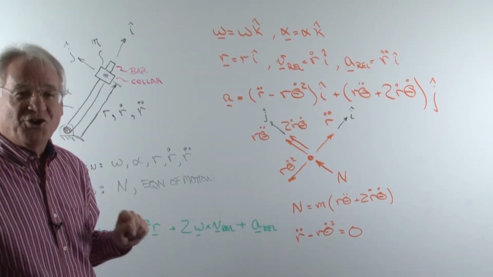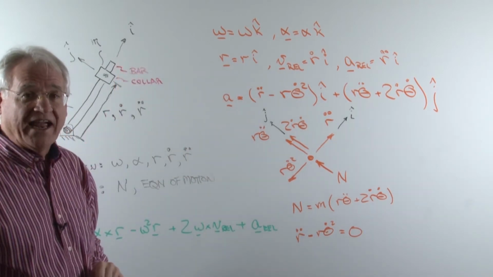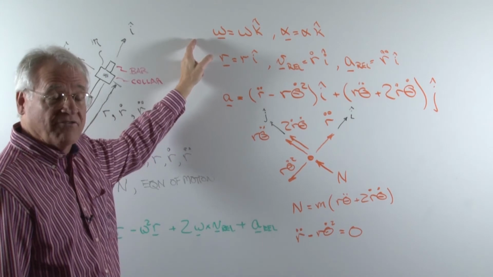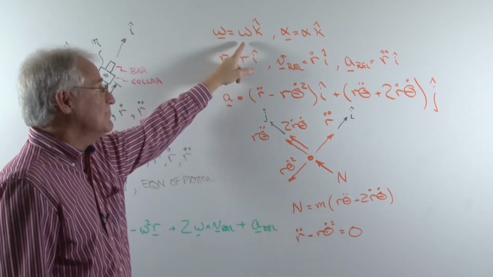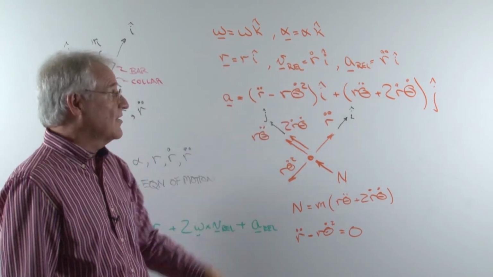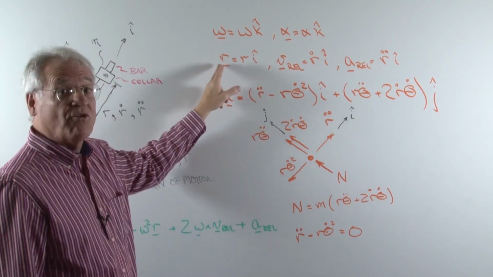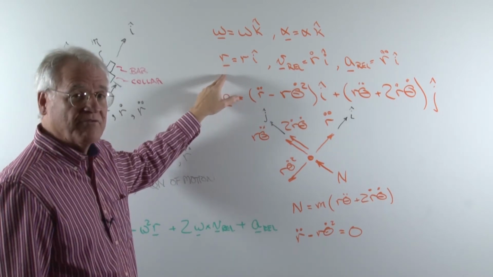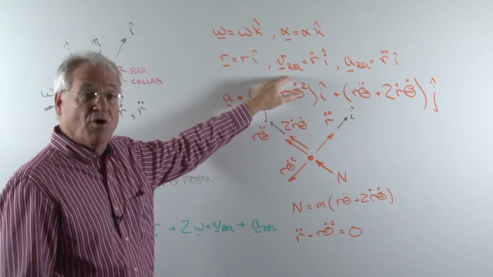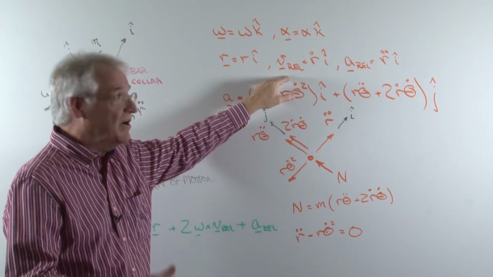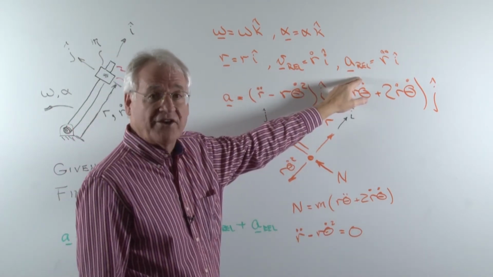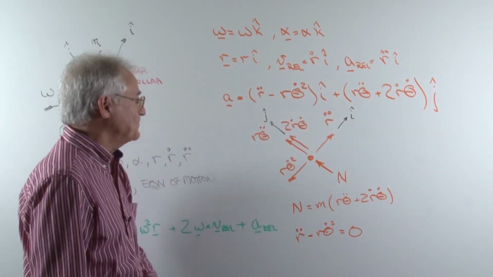Having chosen the directions of i hat and j hat, we're in a position to write the angular velocity as a vector, its magnitude times k hat. Similarly with the angular acceleration. We also recognize that the position of the point is given by r times i hat. V_rel, the motion of the point with respect to the rigid body, is r dot i hat. Similarly, the acceleration is r double dot i hat.